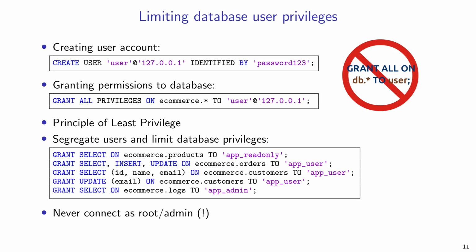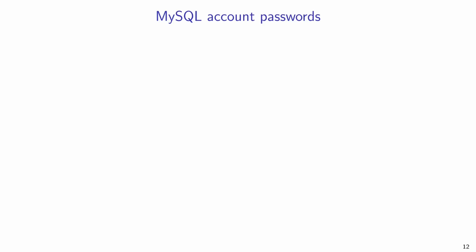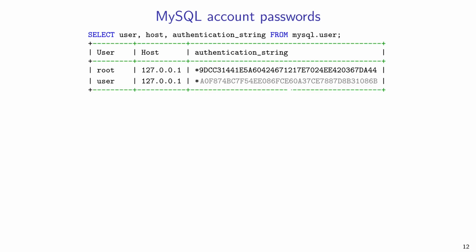Finally, the application should never connect to the database as the root user or any other user that has been granted database admin privileges. This is because database admin privileges can be abused to execute attacks that go beyond exploiting the data stored in the database. The database root user can access the database user account passwords. In MySQL, information about user accounts is stored in the MySQL user table.